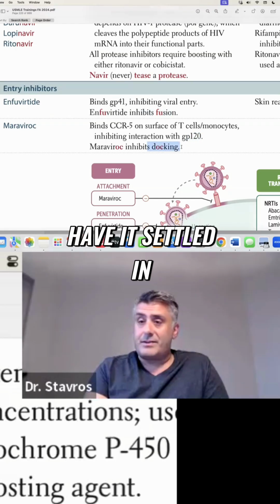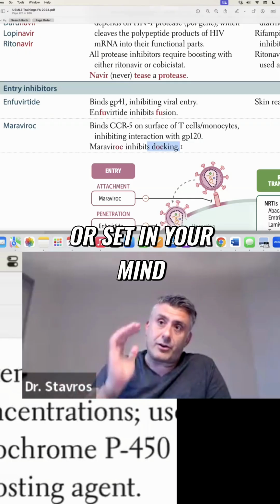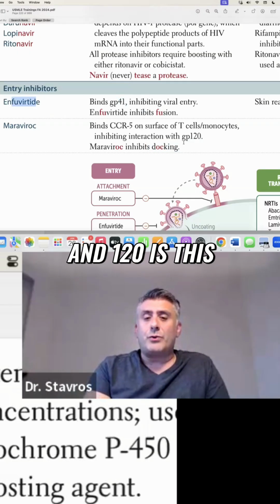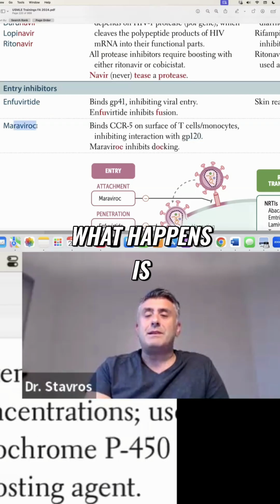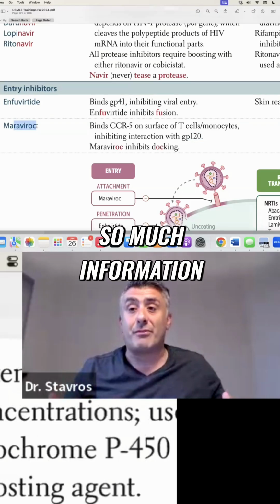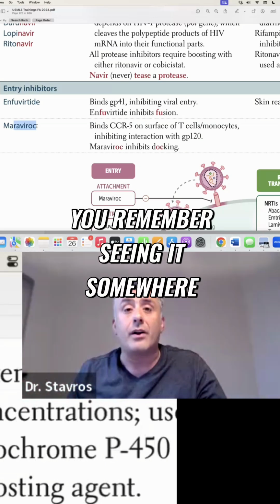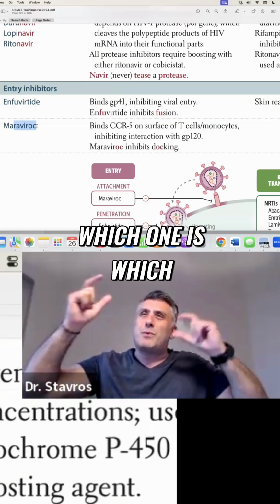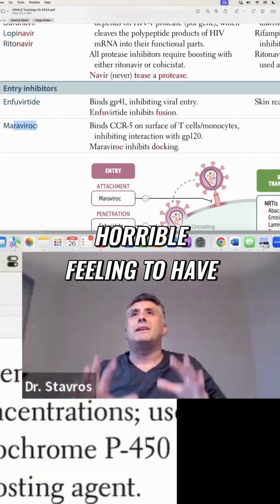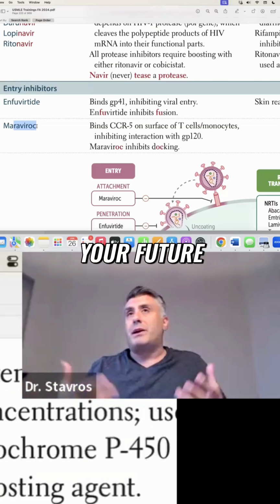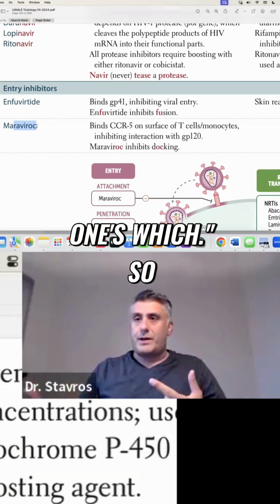And if you don't have it settled in your head that 41 is this and 120 is this, what happens is you're so familiar with so much information. You're very familiar with everything. You remember seeing it somewhere, you just don't remember which one is which. And that is a horrible feeling to have on any exam, especially an exam for your future, because you're like, I know it, but I forgot which one's which.